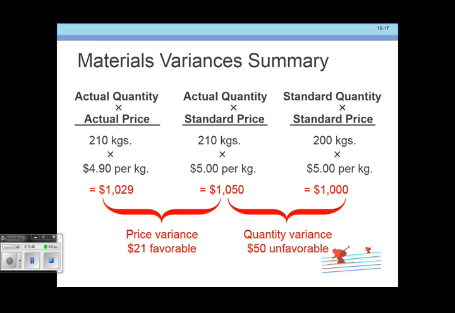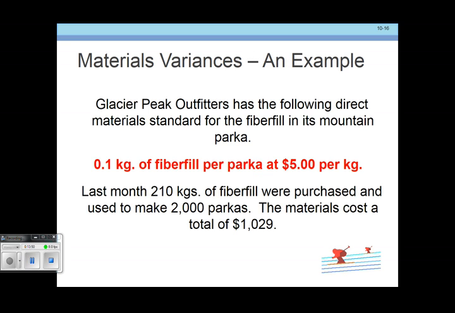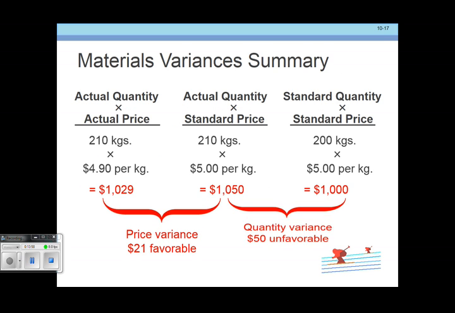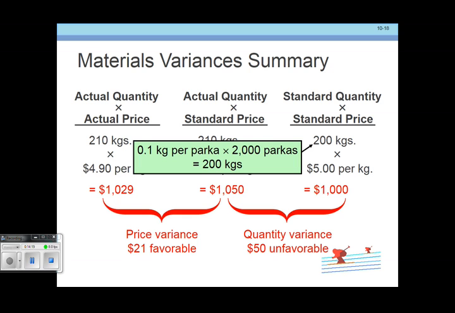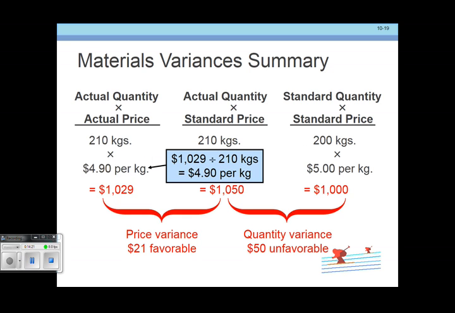Now, one quick note, and I'm going to go back to that earlier slide. No place here told us that the actual price paid was $4.90. But the question then is, on the far left, how did they figure out that $4.90 per kilogram? They took 1,029 and divided it by the 210 kilograms, the actual quantity they used, and that gave them the $4.90 per kilogram. So that's how they were able to calculate that amount. So there's the 2,000, and there's the 1,029 divided by 210.